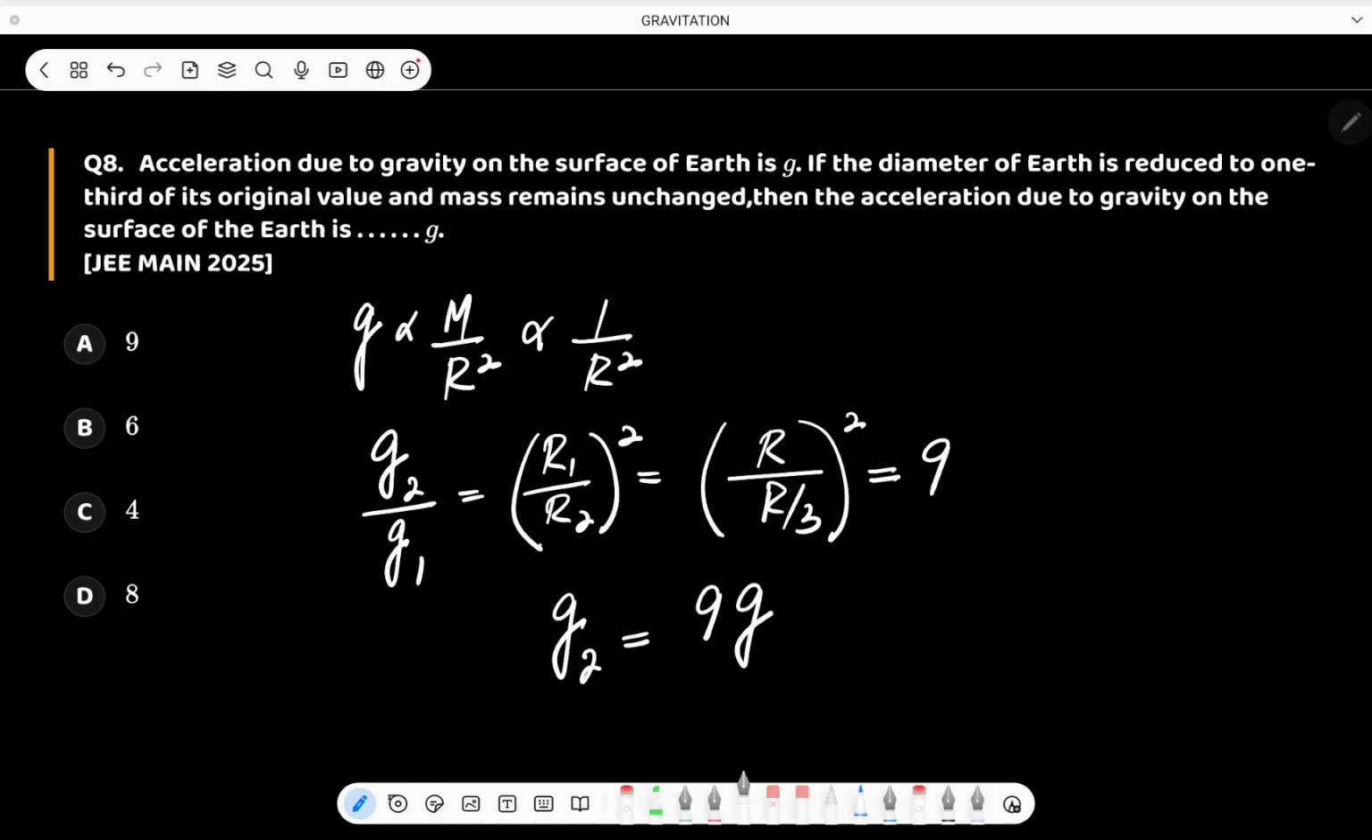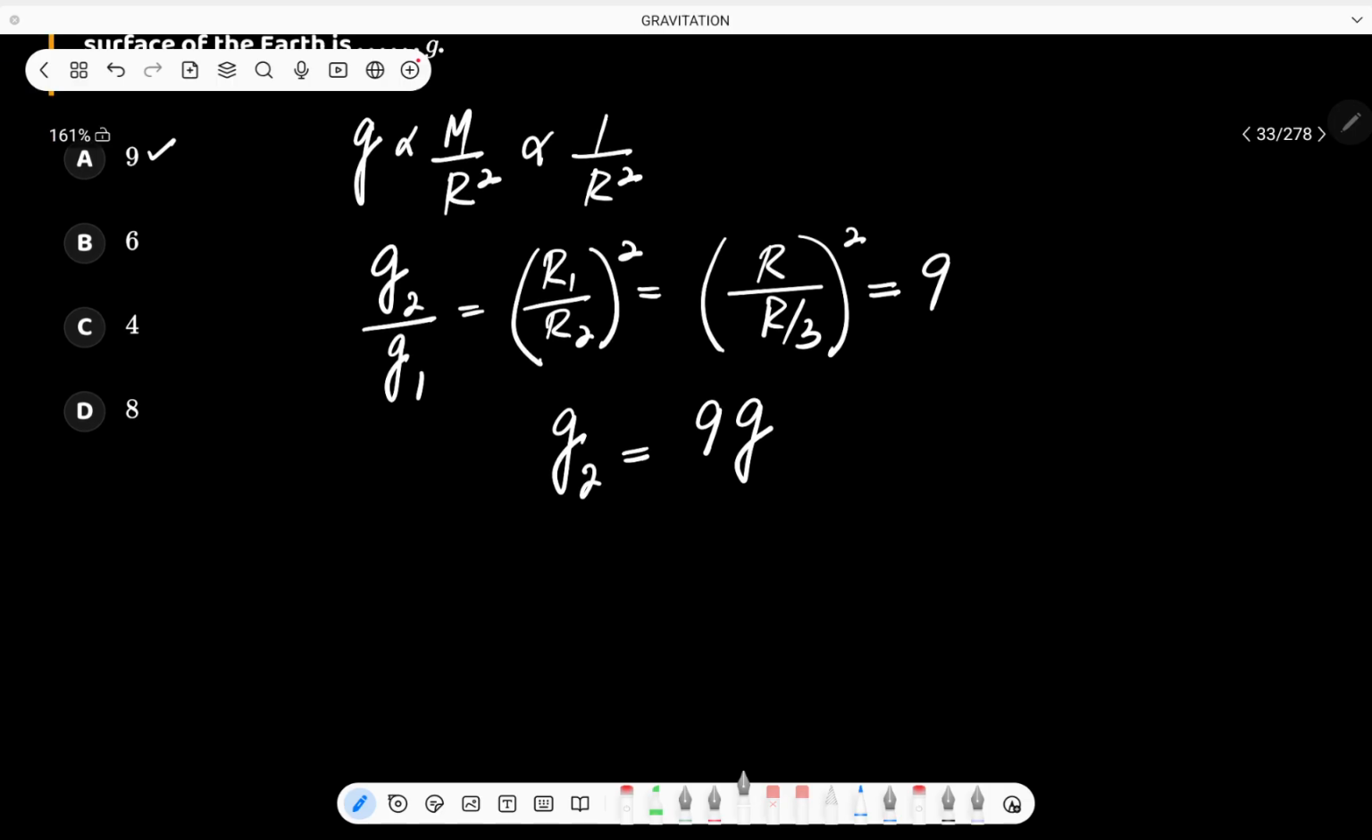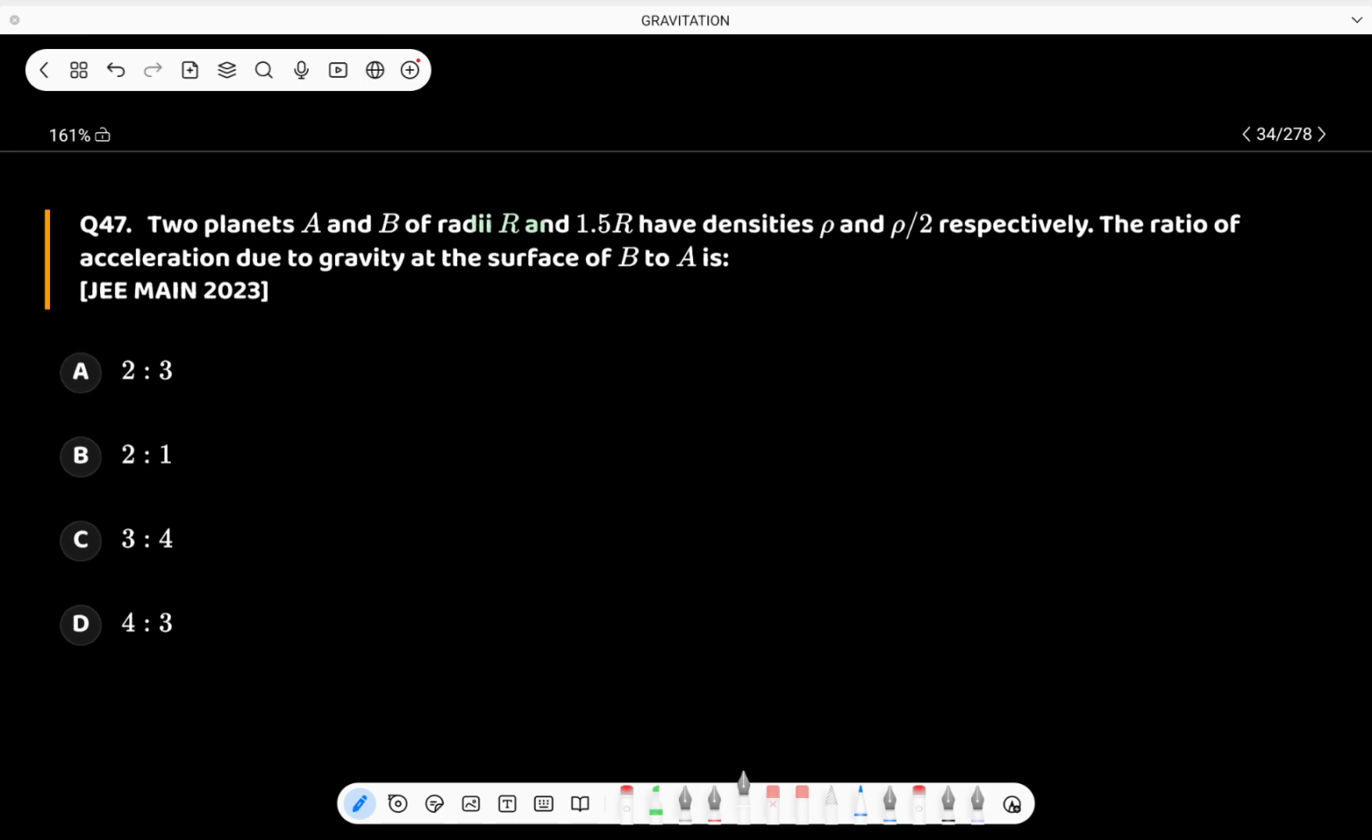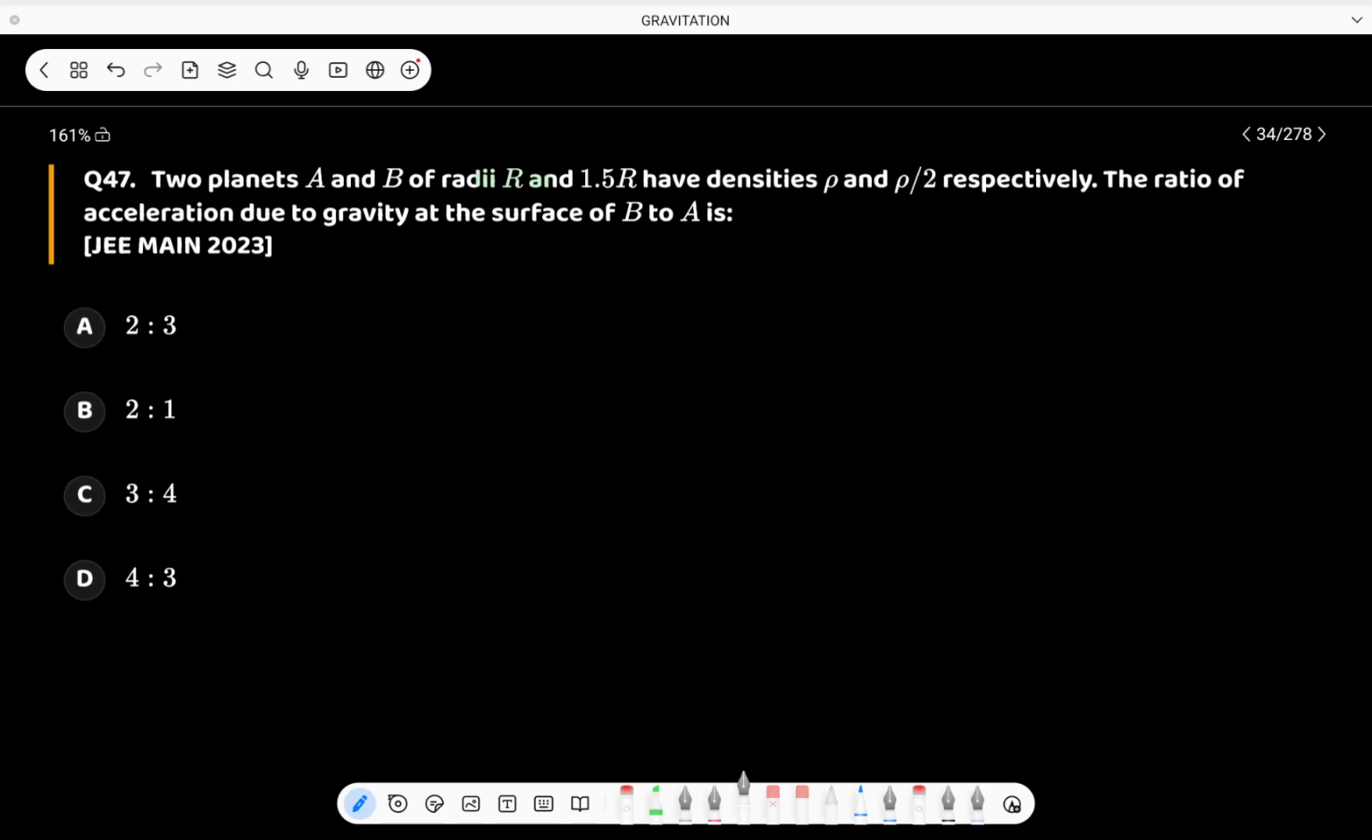क्या हमारे पास ऐसा कोई ऑप्शन है? हाँ है, that is option number A. So this is the answer to this question. So quite easily done. Let's switch to another question. देख ले बेटा, ये और एक क्वेश्चन है. This question has been asked in JEE Main 2023 and let's try to do this question also.